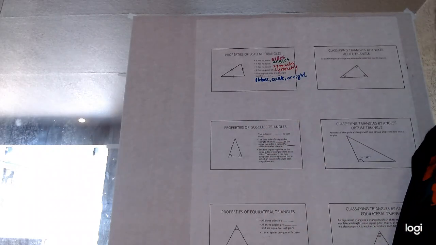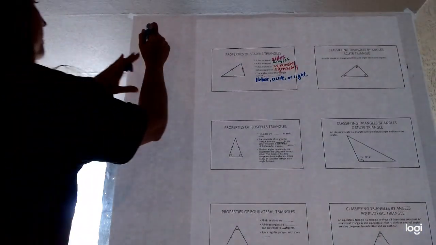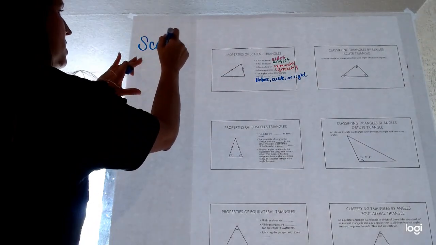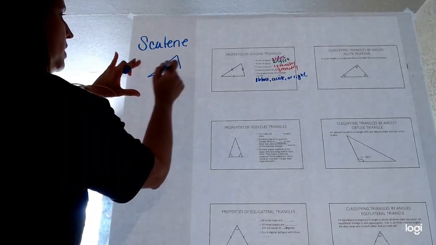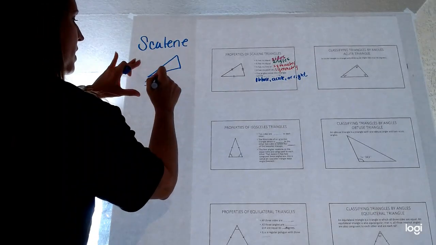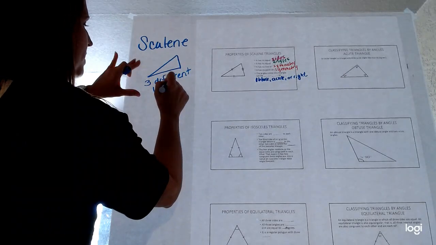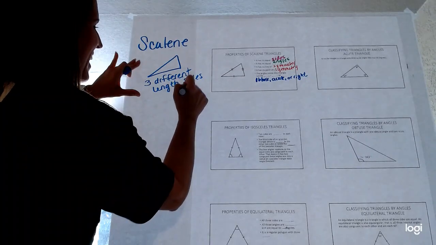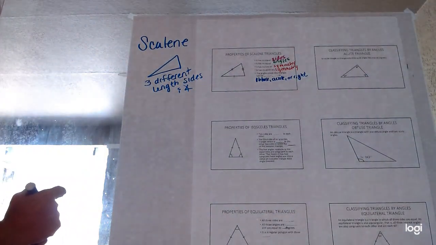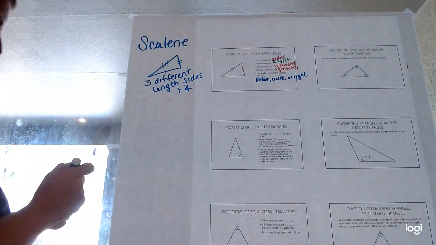So scalene, the sides are different lengths. So I'm just going to put over here, scalene. I'm going to draw a picture. Three different length sides, and that stands for angles. Okay? And this is one length, two lengths, and a third length.